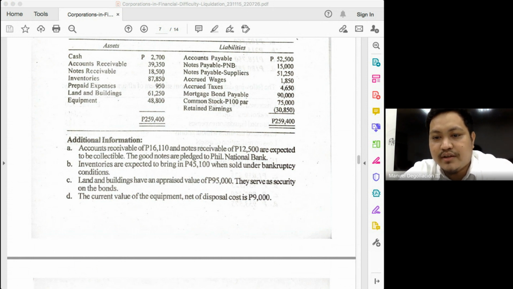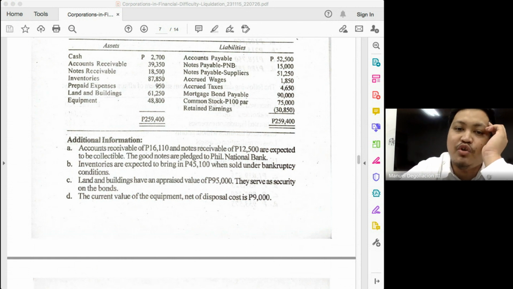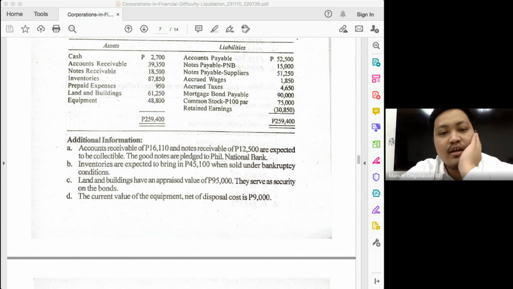2,700, 16,110, 45,100, and 9,000. Okay. Next is the first thing I always want you to remember for your numerator in the recovery rate would be to add the excess on your fully secured. Okay, let's check which ones are secured. The notes to Philippine National Bank, which is 15,000, is secured by the notes receivable amounting only to 12,500. So the notes payable PNB is secured, but it is only partially secured.